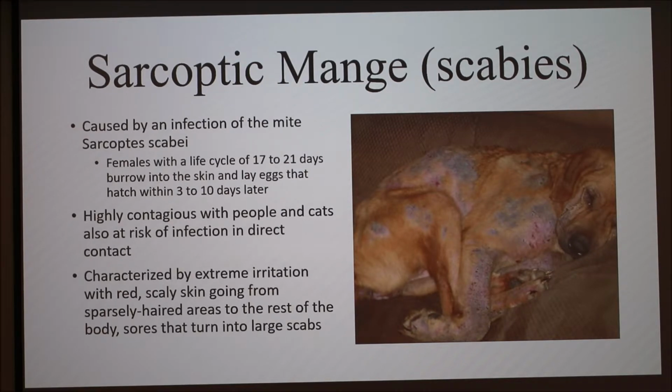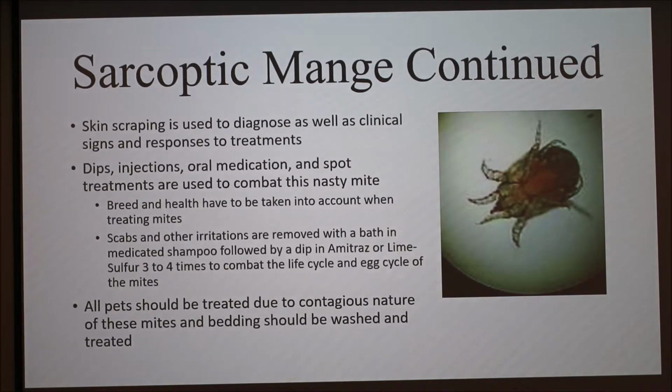So it's characterized by an extreme irritation with red, scaly skin, which is what you see here, and it's going from sparsely haired areas, so things such as the muzzle or the ears, and then it kind of spreads to the whole entire body and just turns into real large scabs. Skin scraping is used to diagnose this as well, but then they also use clinical signs and responses to treatments that they do, just because dogs can react to such minute concentrations of this mite that it may show up false negative if skin scraping is done, because there may not be any in that little area that you're testing.